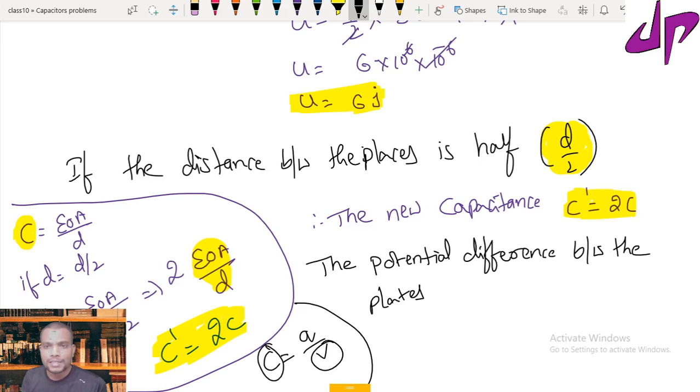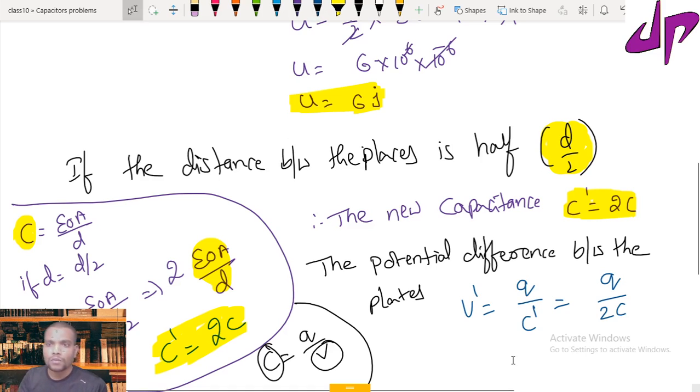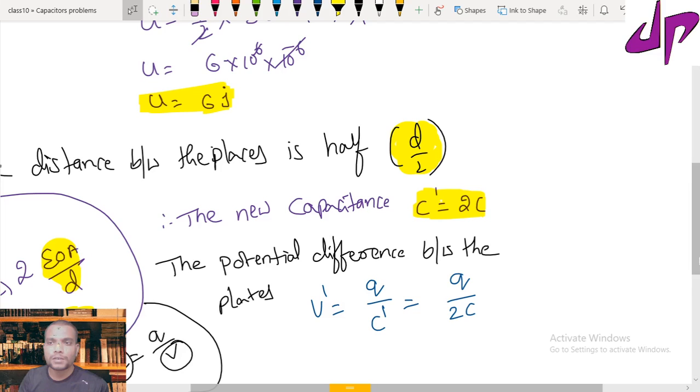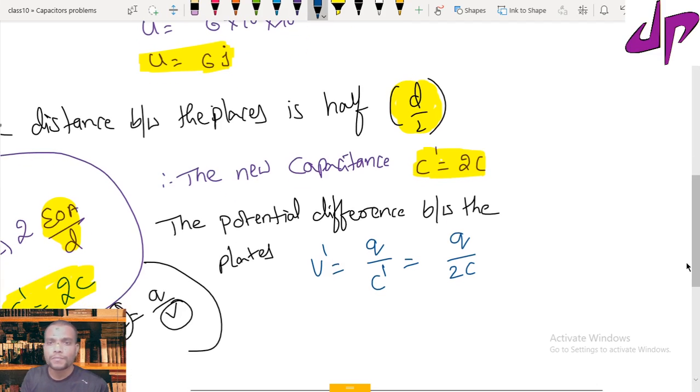Now if I take the new potential difference as V dash, then V dash equals Q upon the new capacitance C dash, since the charge does not change. The new potential difference equals Q upon 2C, which means the potential becomes half. Now let's find the new potential V dash.